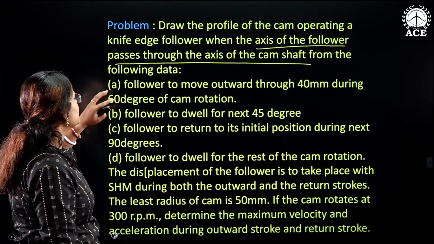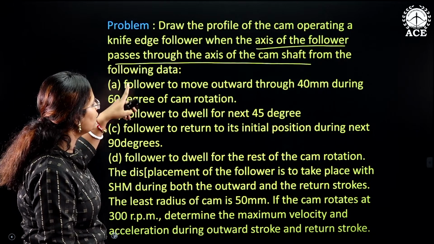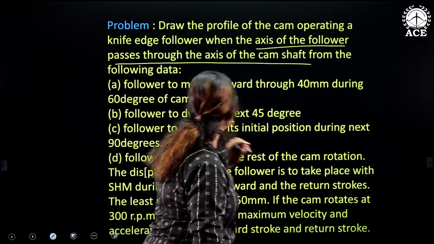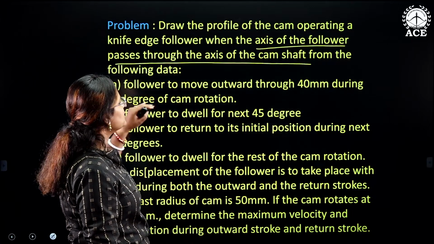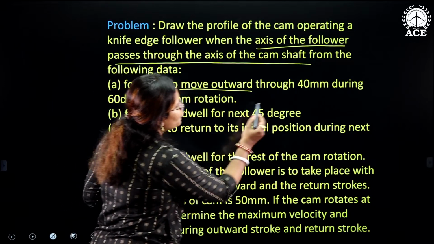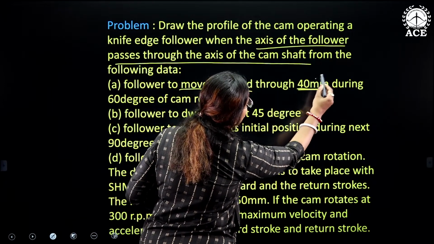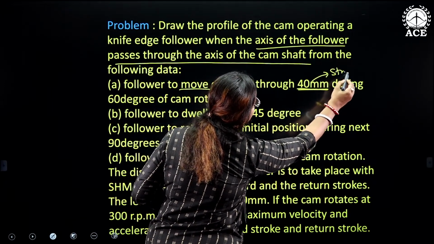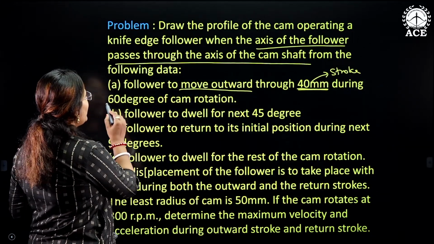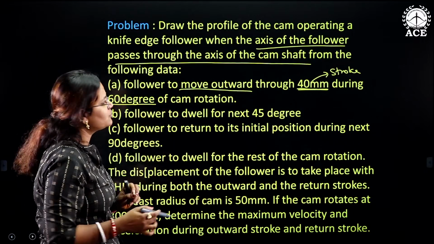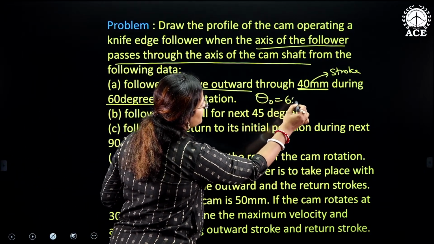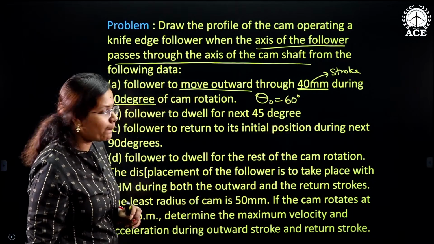From the following data, the question will be given like this: the follower to move outward through 40 mm during the 60 degrees of cam rotation. So it is moving outward through a 40 mm distance. 40 mm is going to be the stroke, and 60 degrees of cam rotation is the outward angle. So I'll say that theta O is equal to 60 degrees.